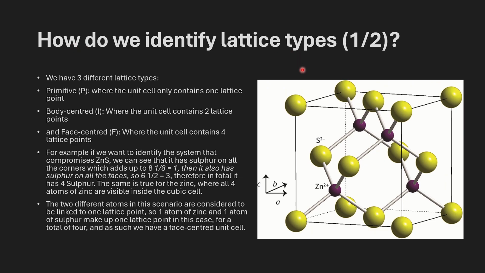For example, if we want to identify the structure here, which is zinc sulfide, we can see that it has sulfur on all the corners, so that's 8 times 1/8, which is 1. Then it has sulfur on all the faces, and since they're cut in half, they only count for half. So we have 6 of them, 1, 2, 3, 4, 5, 6. So we have 3, and in total there's 4 sulfur. And the same is true for zinc, where we can see that all 4 of the zinc atoms are well within our unit cell. The 2 different atoms in this scenario are considered to be linked to 1 lattice point. So 1 atom of zinc and 1 atom of sulfur make up 1 lattice point in this case, for a total of 4 per unit cell, and therefore this is a face-centered unit cell.